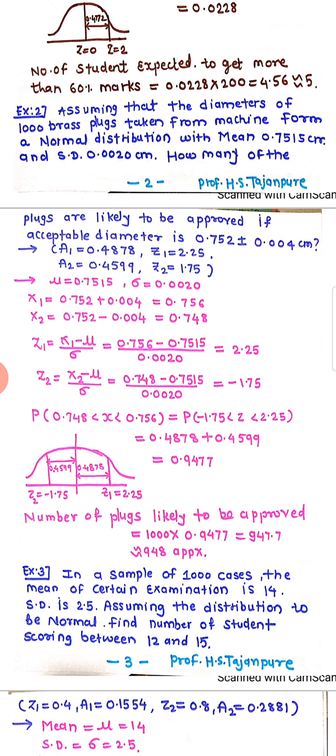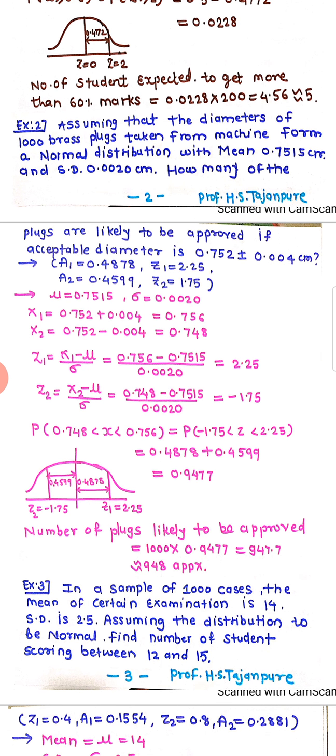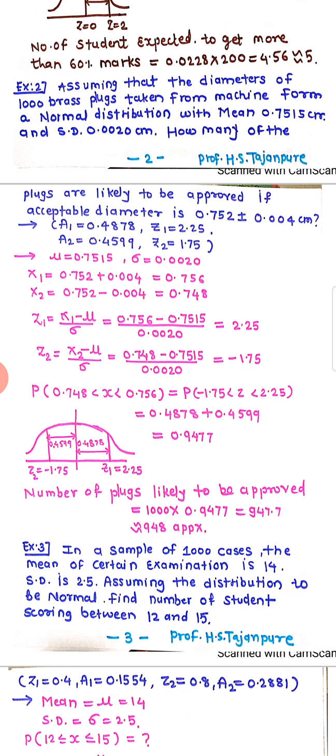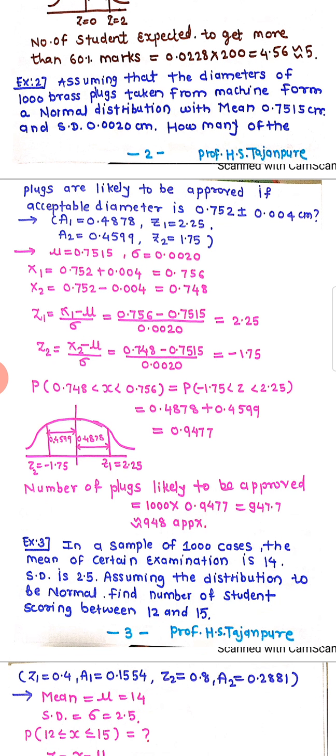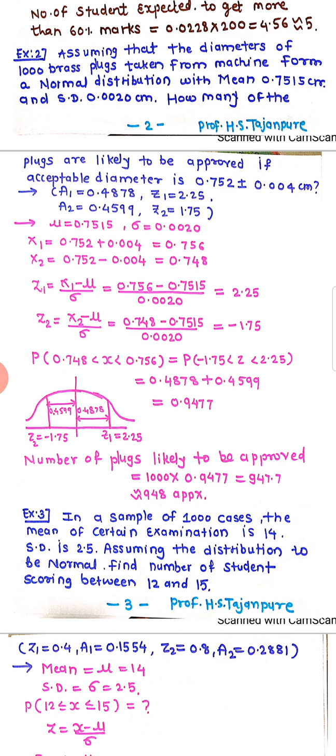Assuming that the diameters of 1000 brass plugs taken from a machine form a normal distribution with mean 0.7515 centimeter and standard deviation 0.0020 centimeter. Then the question is, how many of the plugs are likely to be approved if the acceptable diameter is 0.752 plus minus 0.004 centimeter.